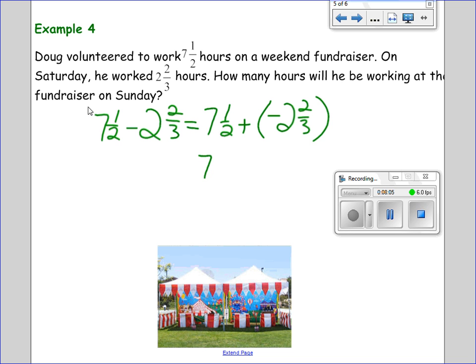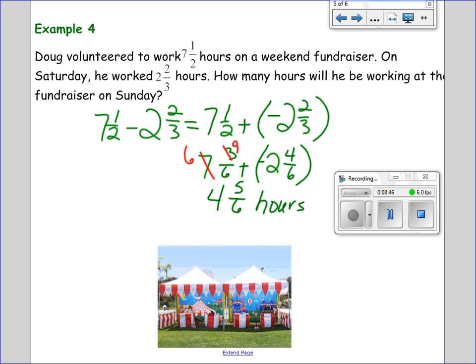So I need to find a common denominator, which will be 6. Going to notice right now that I cannot take 4 from 3, so I'm going to regroup. And in this instance, the fraction is 6, the denominator is 6, so I'm going to add 6 to the 3 that I already have and get 9. Now I've got 6 minus 2, which is 4, and then I subtract my numerators, 4 from 9, which is 5 over 6. So your final answer will be 4 5/6 hours.